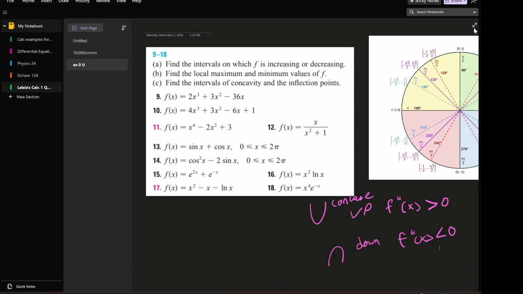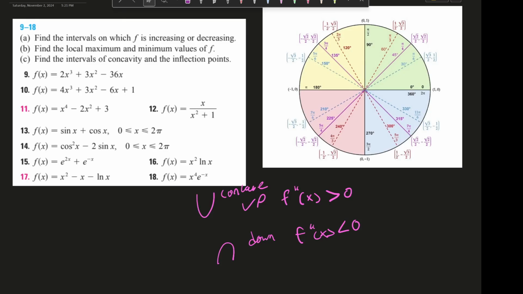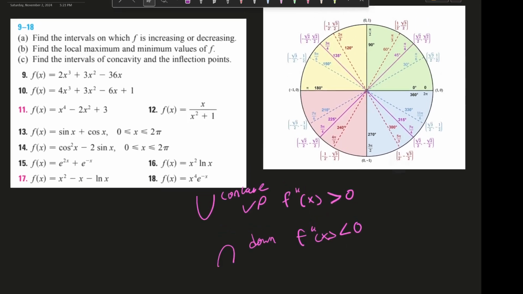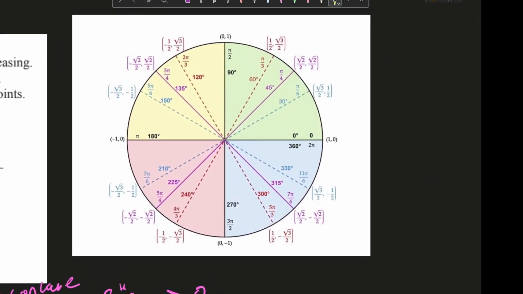Alright, so it's going to be section 4.3 about finding intervals, local max and mins, and intervals of concavity and inflection points. First thing I'm gonna explain is when you have a unit circle like this over here, you can think of these as ordered pairs x and y, where x is equal to cosine and y is equal to sine.